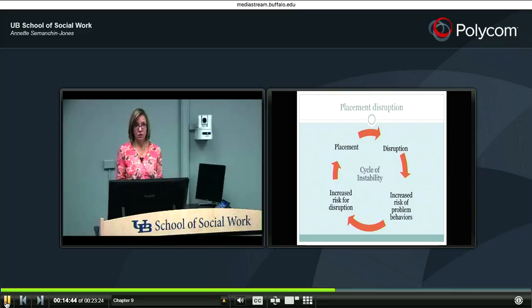Intuitively, I think we could see why it's important, but there's research now that has looked at this cycle of instability, that with increased disruptions, even for children who had no behavioral problems coming into foster care initially, if they experience multiple disruptions, they're at much greater risk for developing, especially externalizing behaviors, so aggressive behaviors, delinquent behaviors later on. So we want to make sure that we're looking at this, that we're not creating this cycle of instability for children in the foster care system.